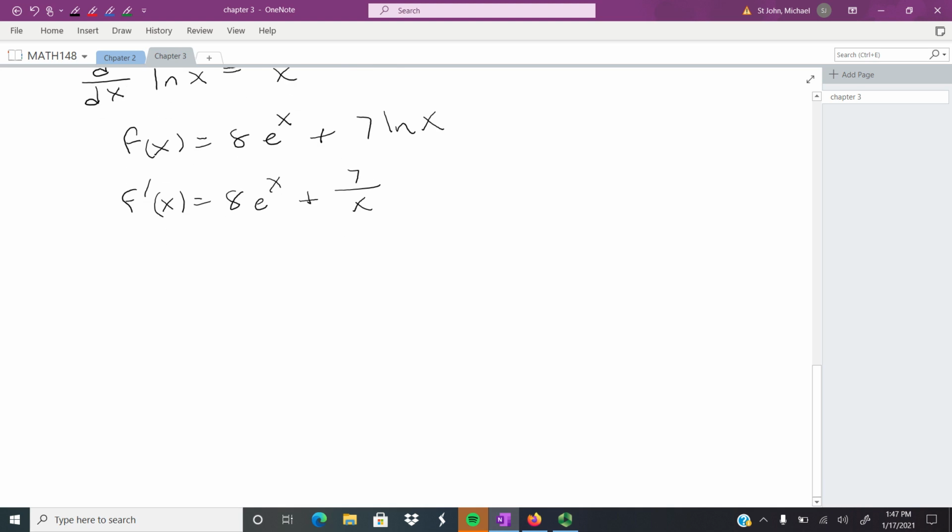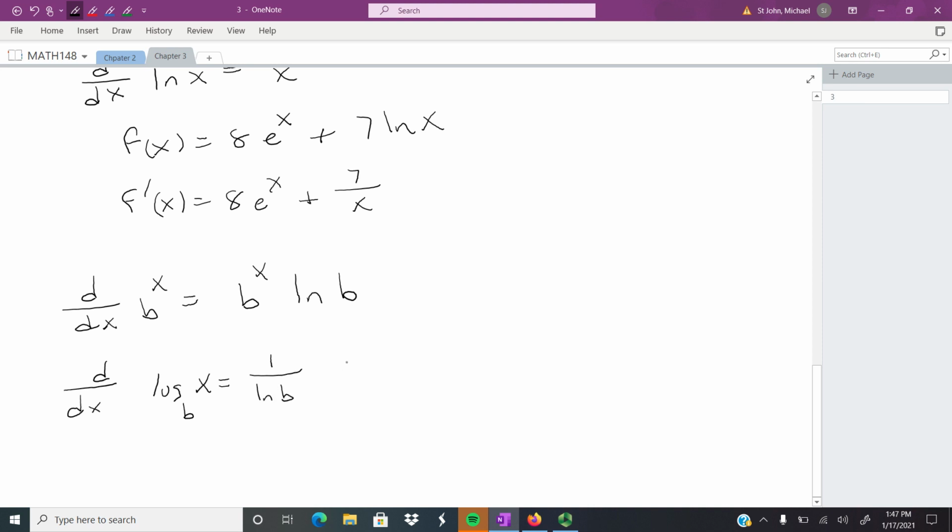Well, let's see. Other forms they mention in this chapter are these ones: d/dx of b to the x is going to be b to the x natural log of b, and then the derivative of log base b of x is 1 over ln b times 1 over x. Right?